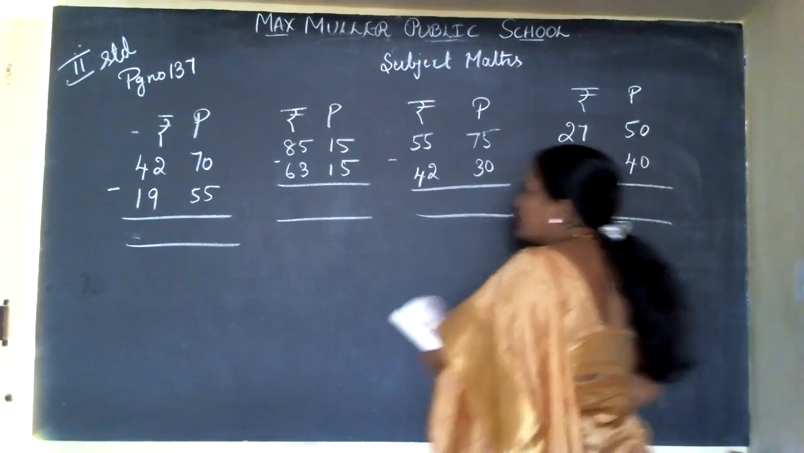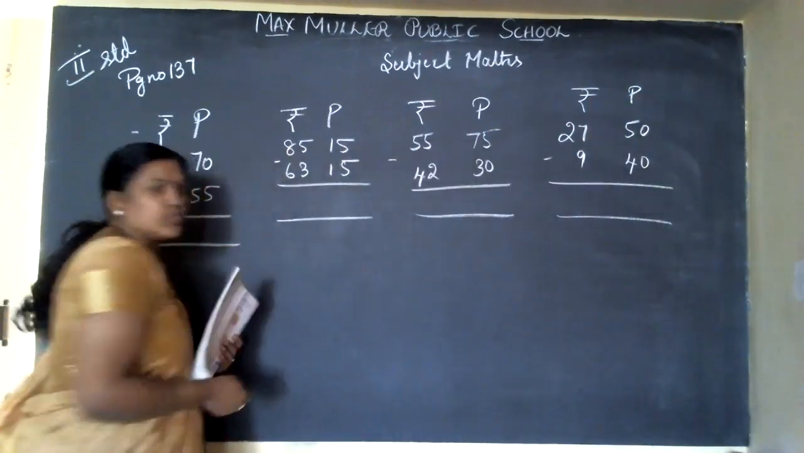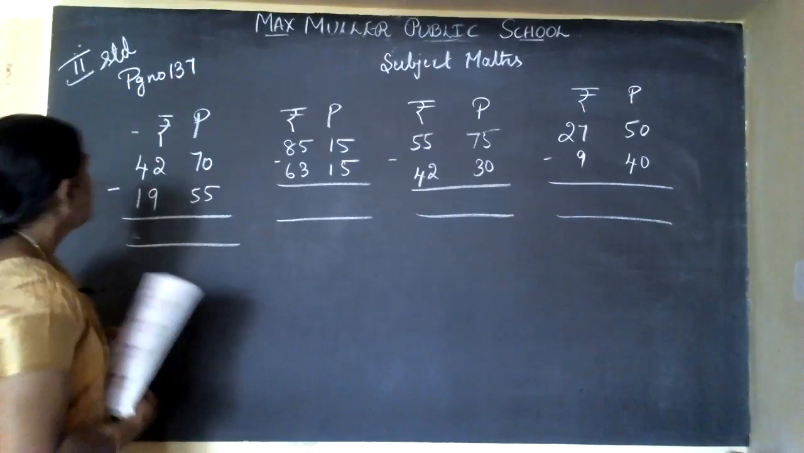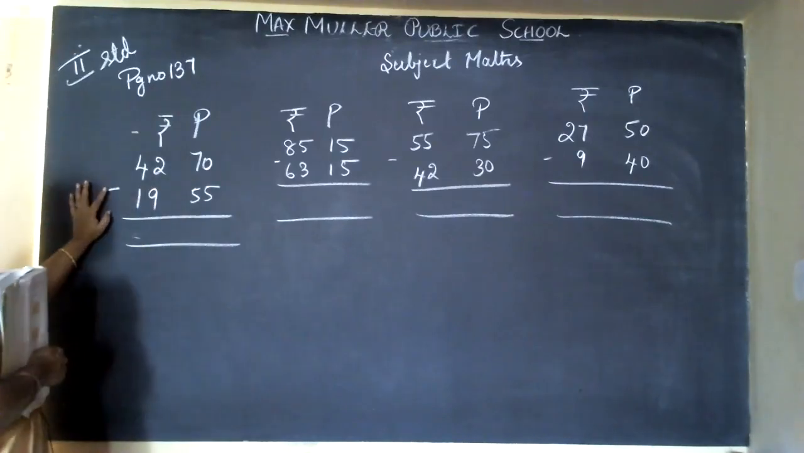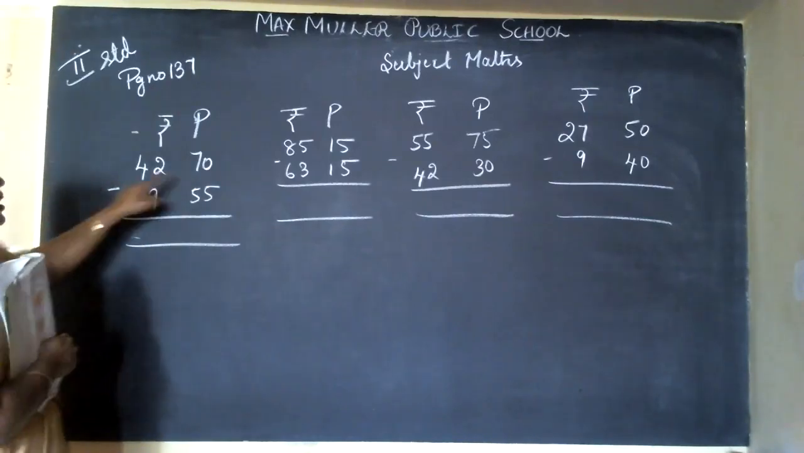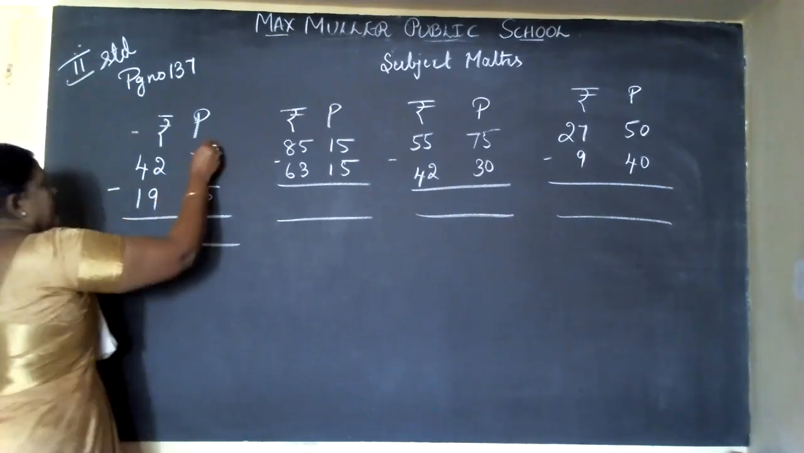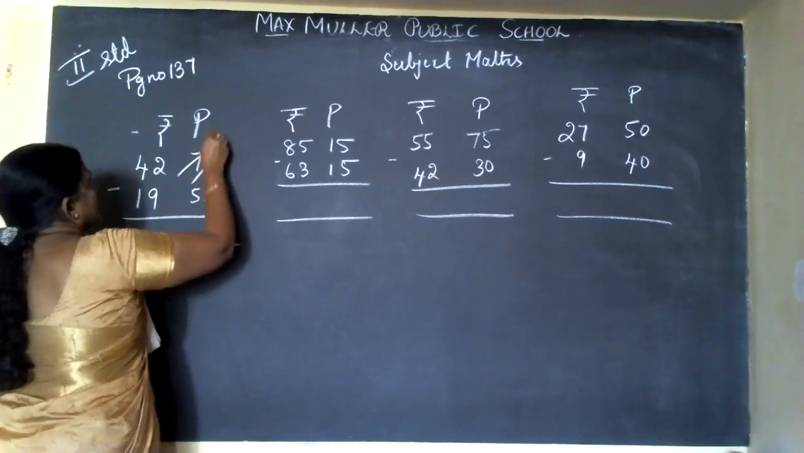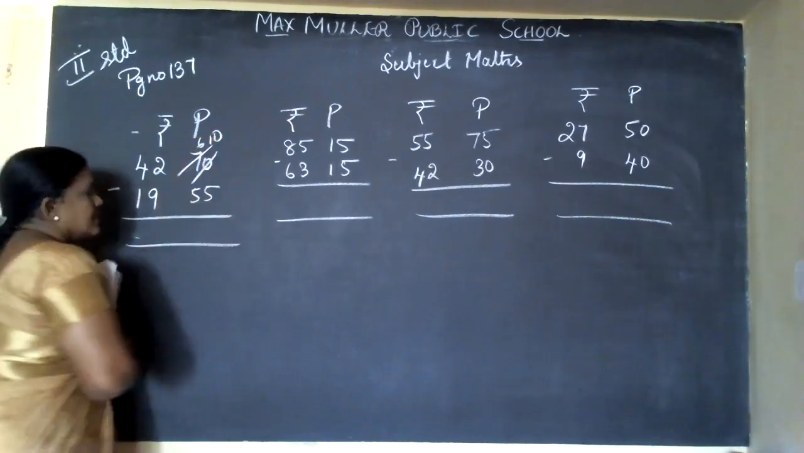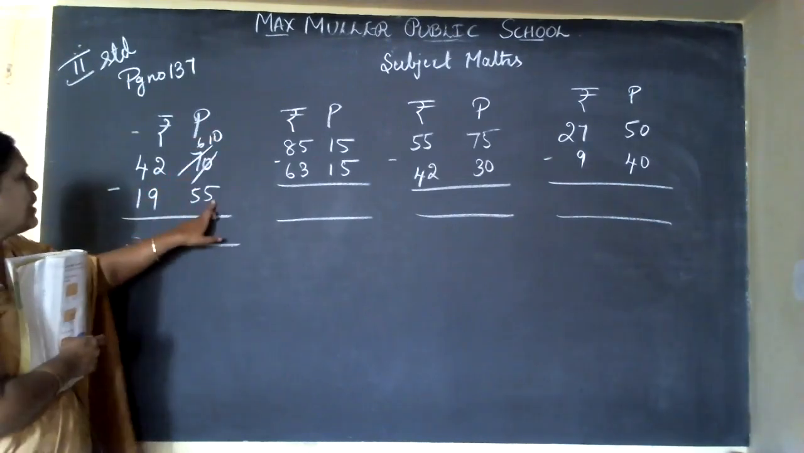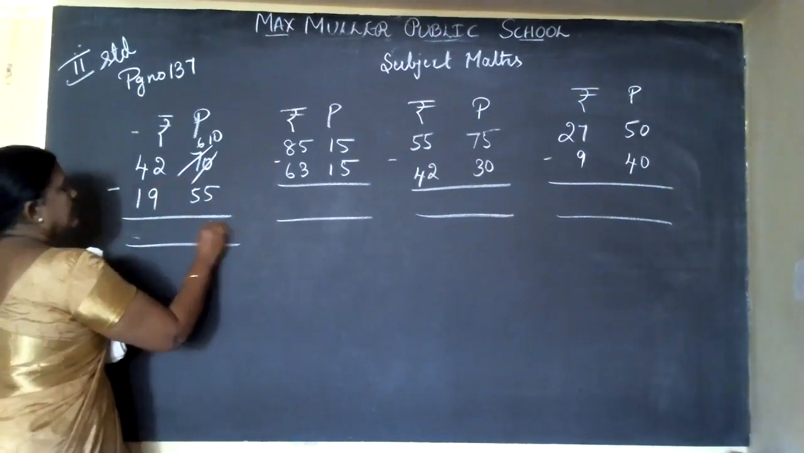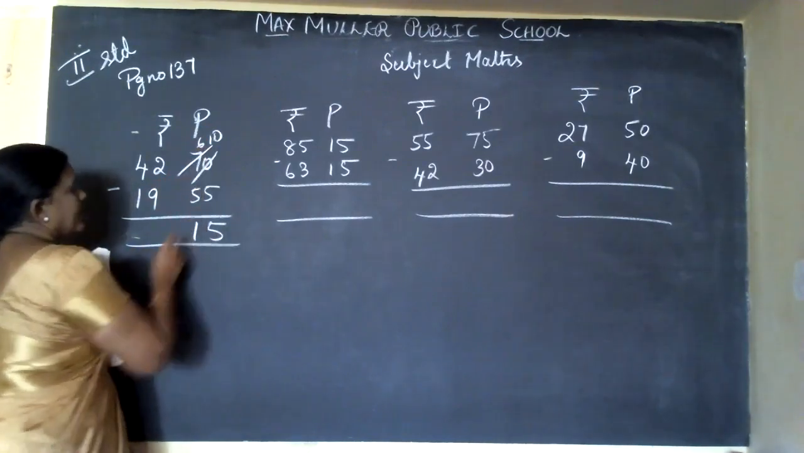Sharpen your pencil, children. When you are writing in the textbook now, you want to sharpen the pencil and write neatly. Now see the minus sign. Minus sign means you want to take away. You cannot subtract 5 from 0, no children. So for 0, you want to borrow. 0 becomes 10, 7 becomes 6. 10 minus 5, 5. 6 minus 5, 1.